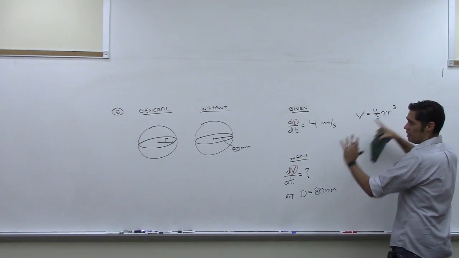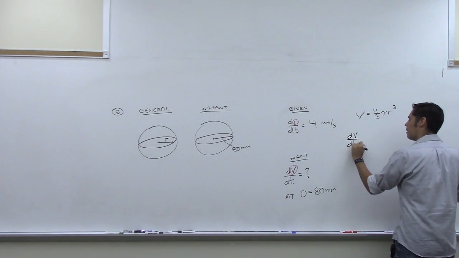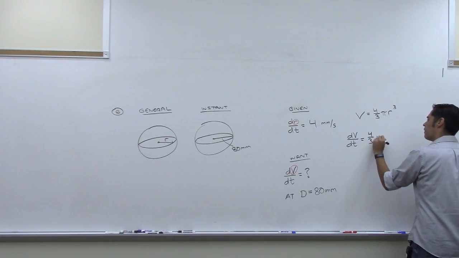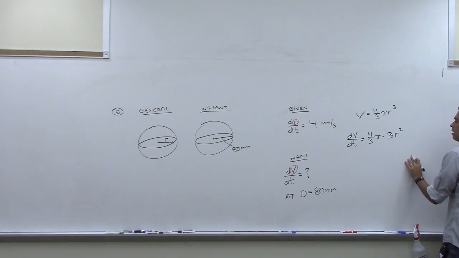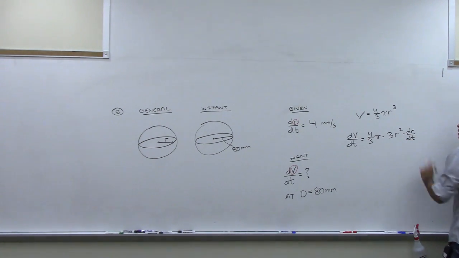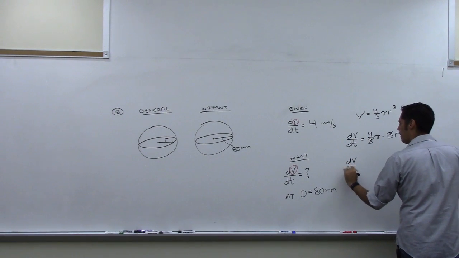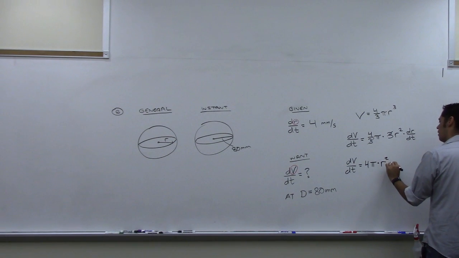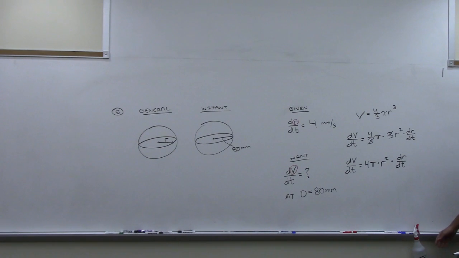I'm going to take the derivative because the radius is changing. I take my derivative on the left, dV/dt. Over here, 4/3 pi is a constant, so it just comes along for the ride. The derivative of something cubed is 3 times that something squared, times dr/dt. The 3's cancel, and I get dV/dt equals 4 pi r squared times dr/dt. And that's what I'm going to work with.